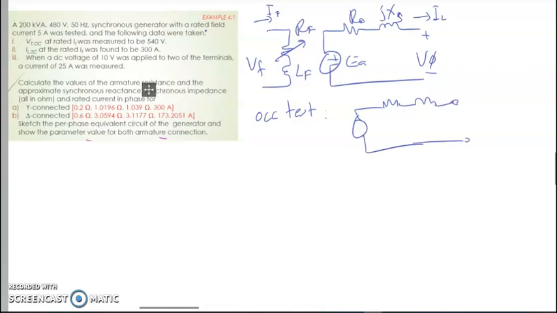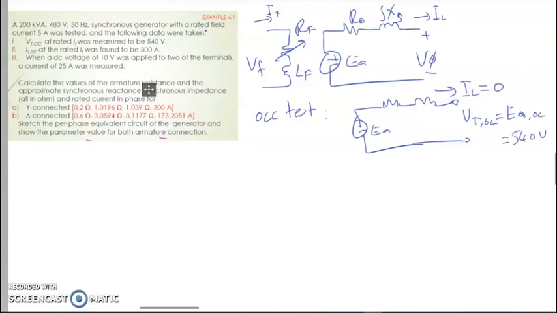For the open circuit test, how will the circuit look? We have here EA, and V terminal at open circuit. At open circuit there will be no current flowing through the load. Open circuit is open circuit, so IL equals 0. V terminal at open circuit should be the same value as EA. EA open circuit equals 540 volt as stated over here.